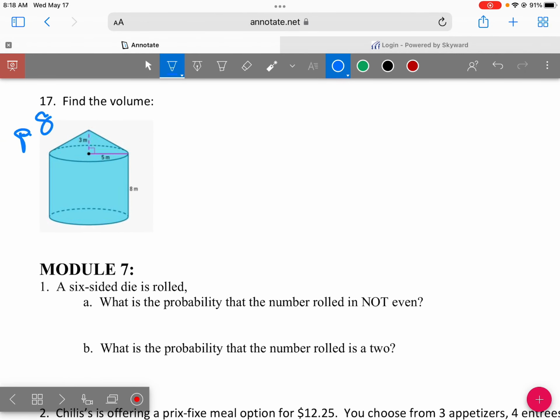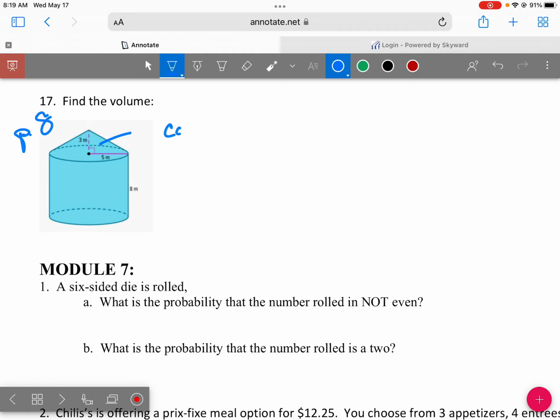So page 8, number 17, the volume of this figure. If you look at the top, what kind of figure is the top section of this? Not a triangle. Triangle is two-dimensional. This is a three-dimensional object.